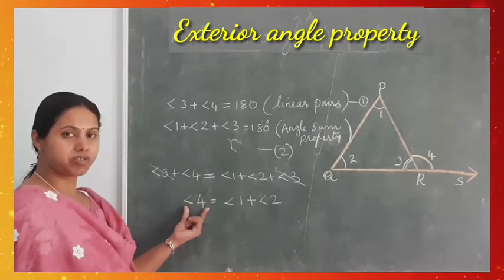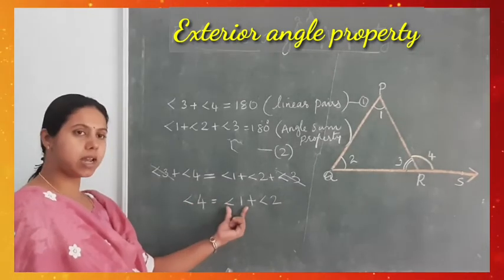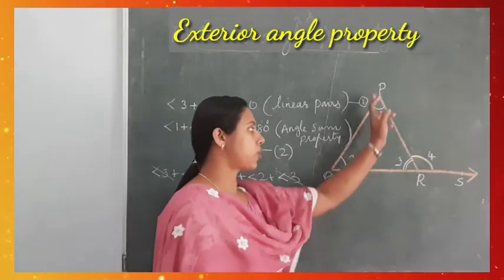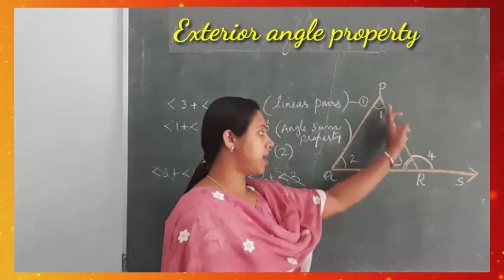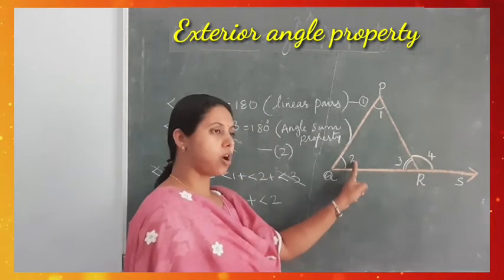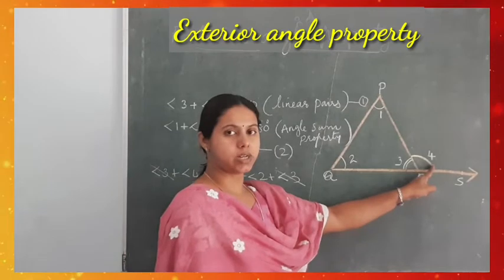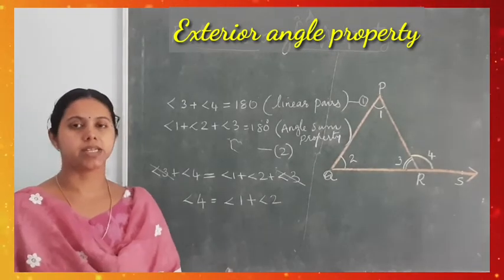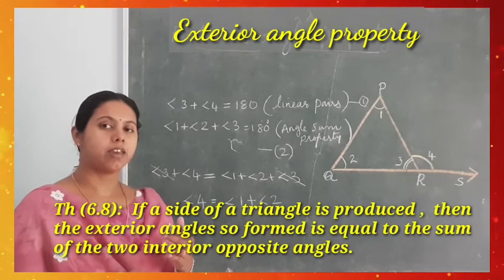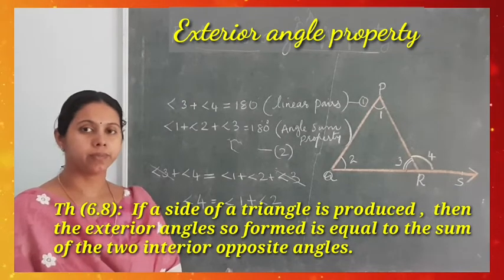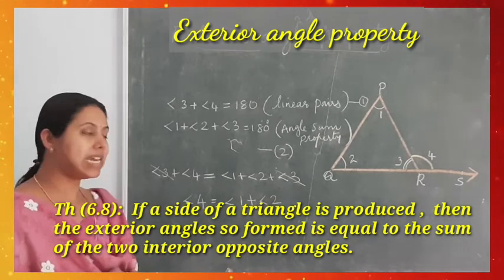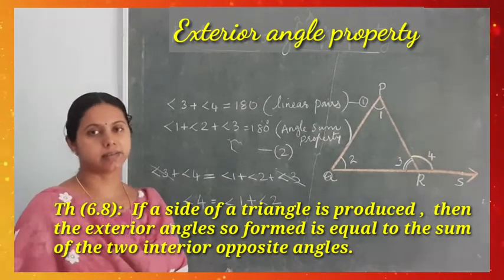So, we get the result: the exterior angle of a triangle is equal to the sum of the interior opposite angles. Angle 1 and angle 2 are opposite to the side PR. This PR forms an exterior angle, that is angle 4. So, the sum of these interior opposite angles is equal to the exterior angle. This result can be stated in the form of a theorem. That is theorem 6.8: if a side of a triangle is produced, then the exterior angle formed is equal to the sum of the interior opposite angles.